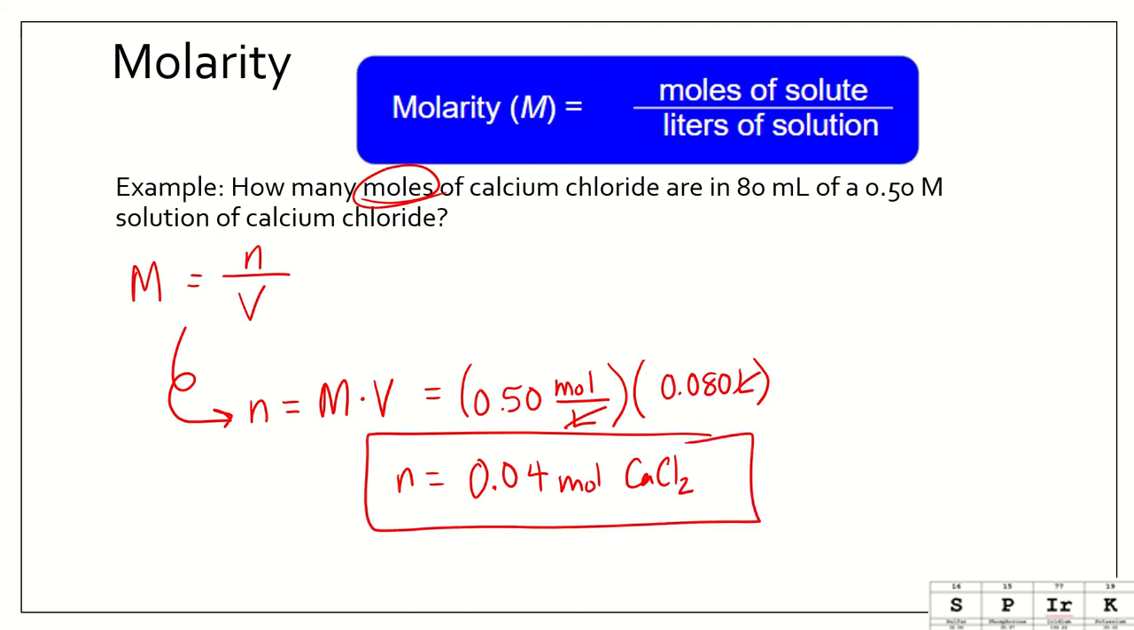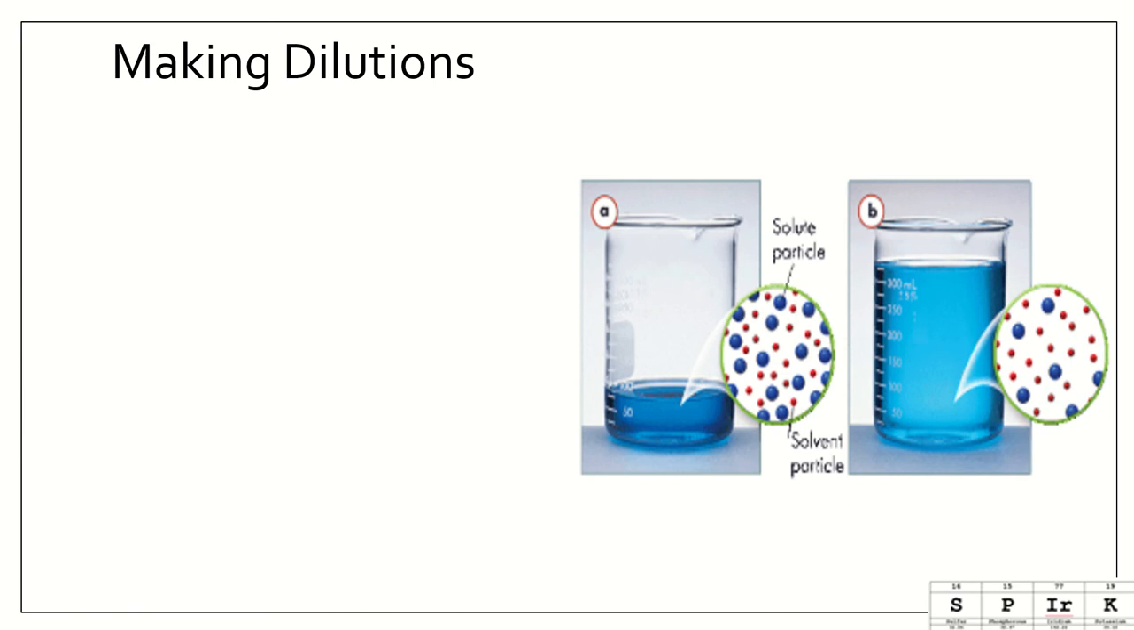So again, we can solve for molarity, or we can work backwards and figure out how many moles of solute that is. Now we could also take this one step further and convert it to grams, and that would tell us how many grams we would need to add to 80 milliliters of water to make this solution. That's something we'll talk about in a little bit.